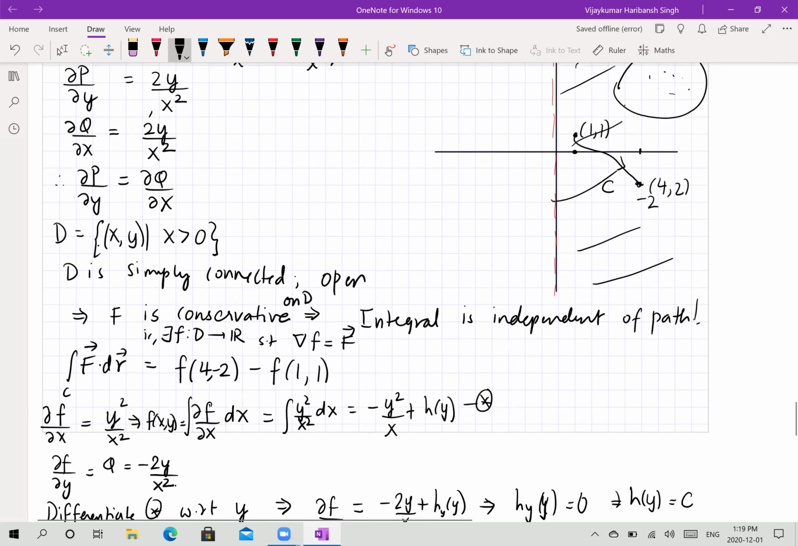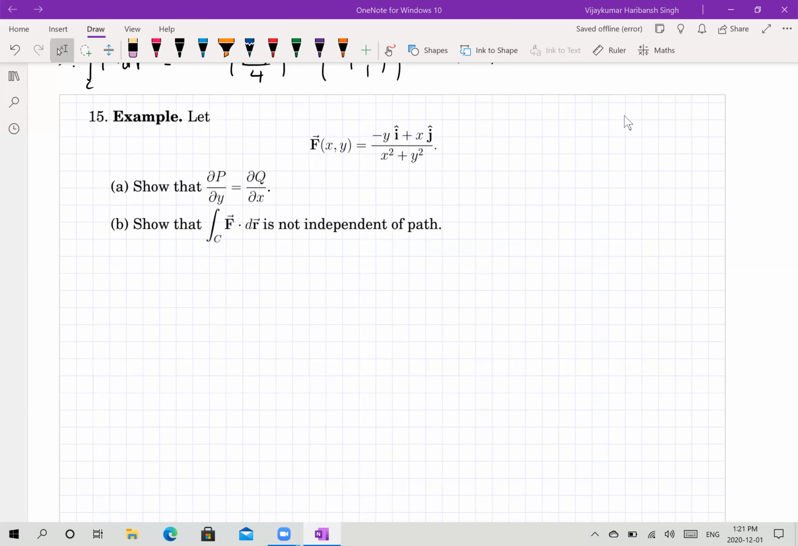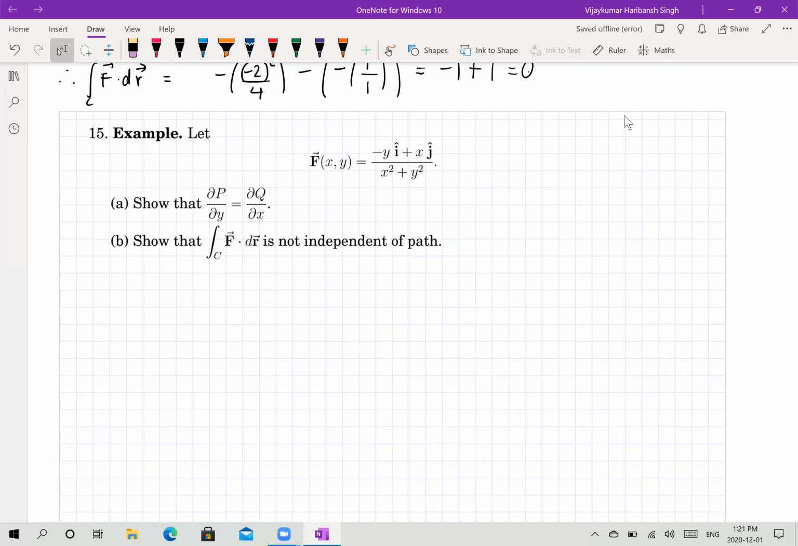Yeah, because it's connecting. Okay, so that is going to be minus 2, so this is going to be minus 1, right? This will cancel out. Minus 1 minus of minus plus 1, which is going to be 0. So now this is an interesting problem.